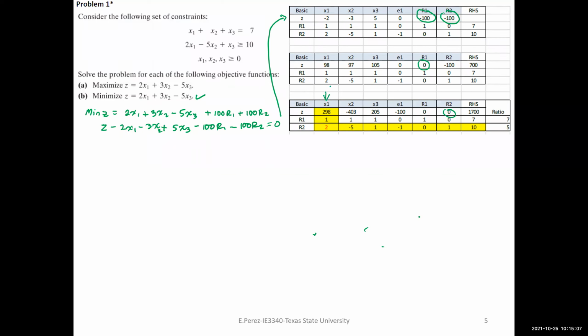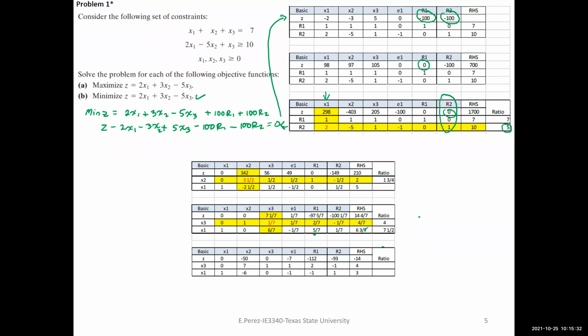The largest positive coefficient is x1, so we're going to enter x1. We do the minimum ratio test. The minimum is 5, so that means that R2 is going to leave. So we're going to swap x1 with R2, and we're going to perform the elementary row operations to make sure that x1 looks like this column. So after the first iteration, that's what we have here.